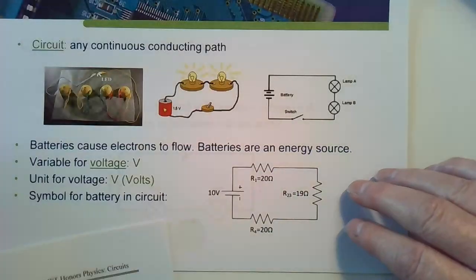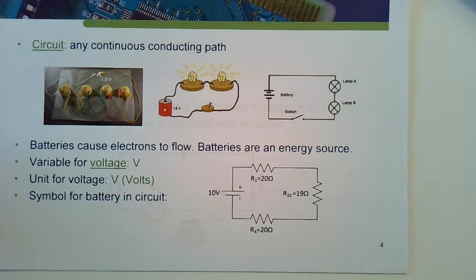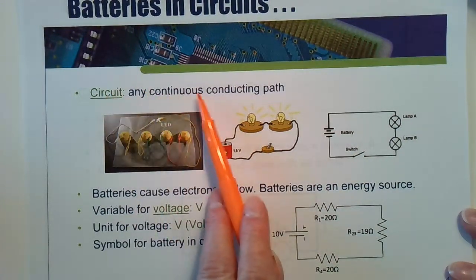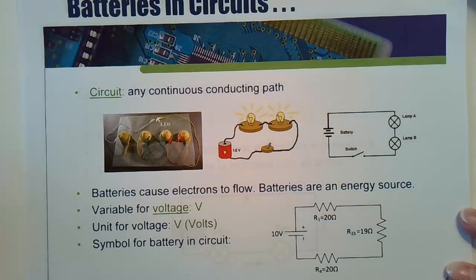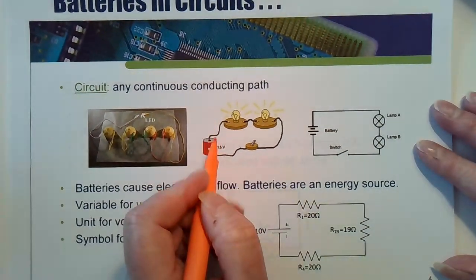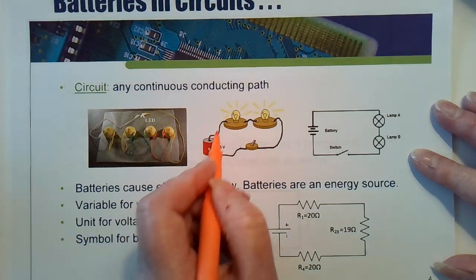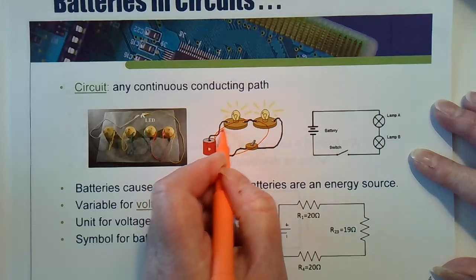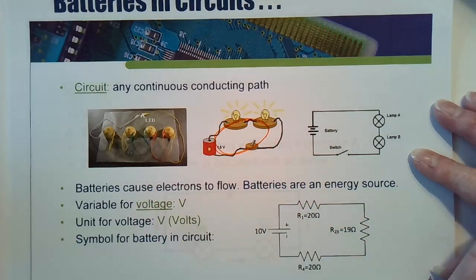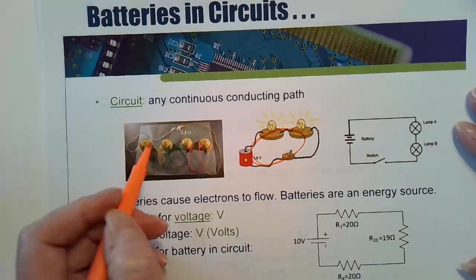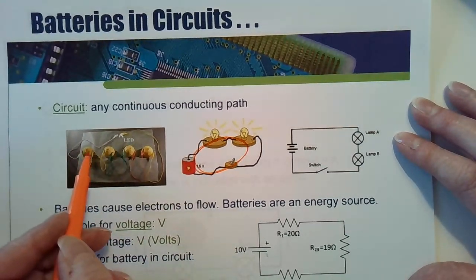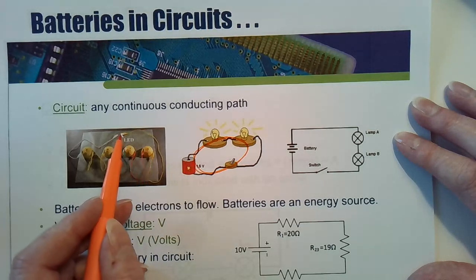All right, the next thing then is when we look at circuits. A circuit is any continuous conducting path. So when you look at the battery in real life, and we have a couple of light bulbs over here, we have a switch. If you can draw a circle like this, then you know that you have a circuit. Over here, I have a circuit. It consists of 1, 2, 3, 4 lemons and a light bulb.